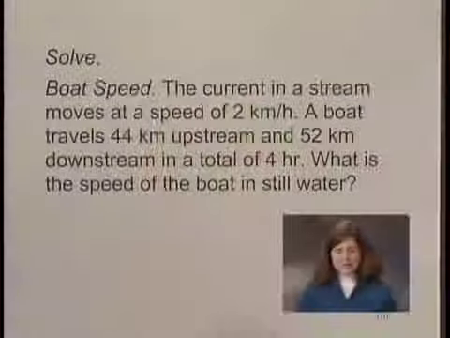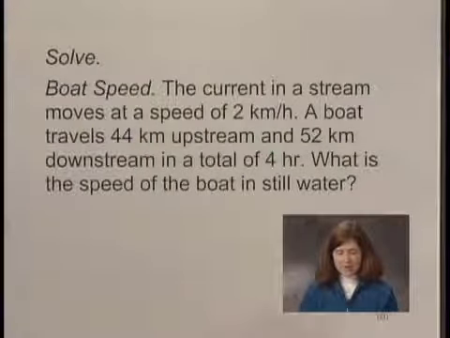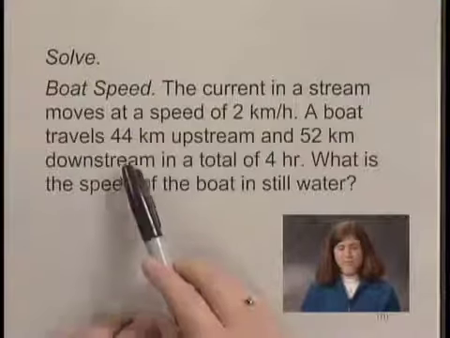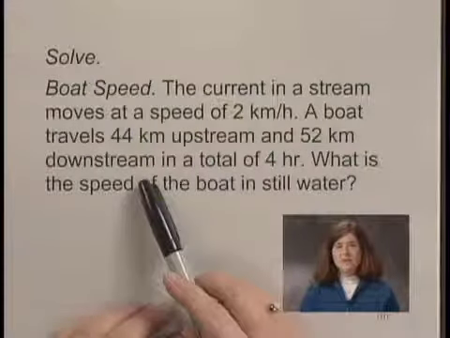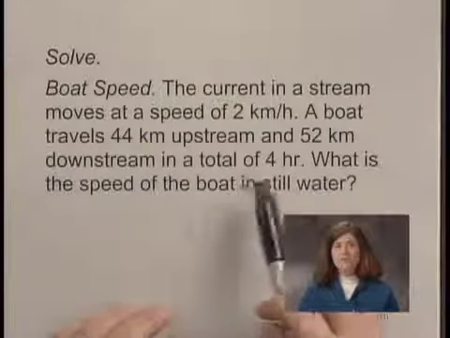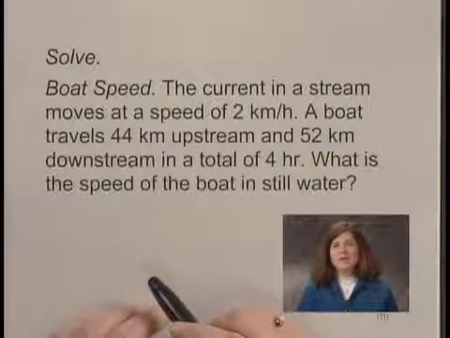This problem is a motion problem. It states that the current in a stream moves at a speed of 2 kilometers per hour. A boat travels 44 kilometers upstream and 52 kilometers downstream in a total of 4 hours. What is the speed of the boat in still water?